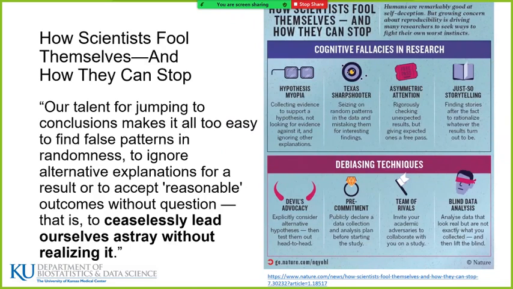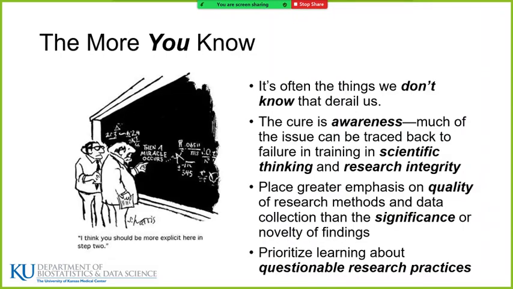There's, again, a lot of talk about reproducibility, and one aspect of that is how we fool ourselves and how we can stop. There's an article in Nature about this that will get you thinking about the ways that you can identify self-deception and fight against it. And again, the first step is just knowing what we don't know. It's often those things that we don't know that derail us, that cause us to perform research that will not be reproducible. So awareness is the cure.